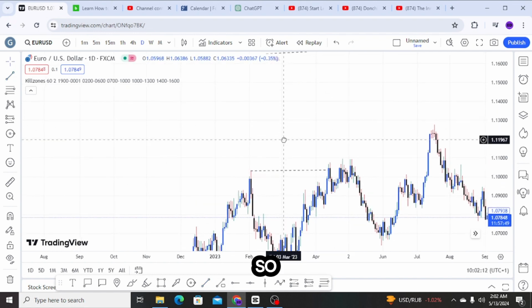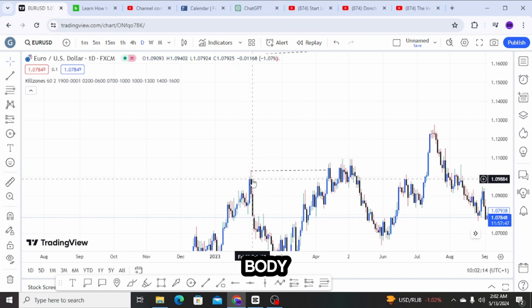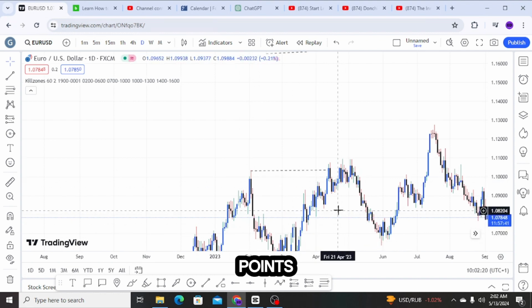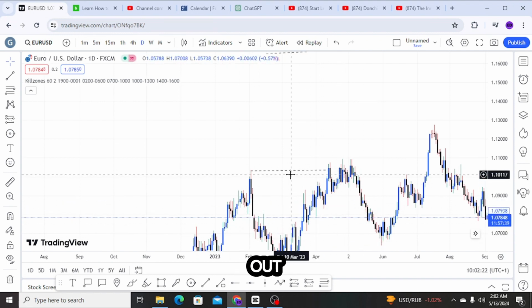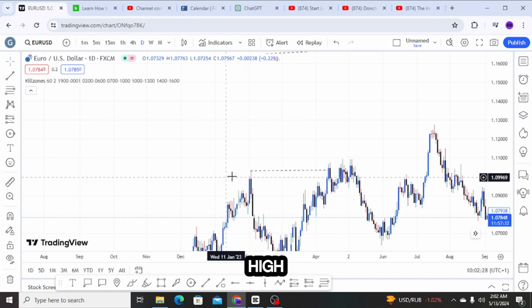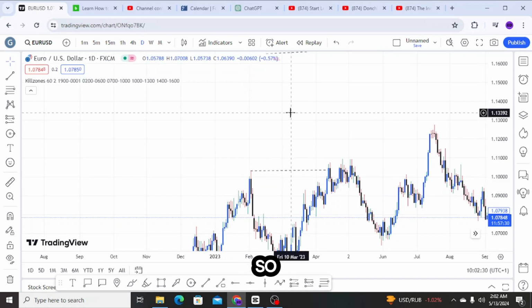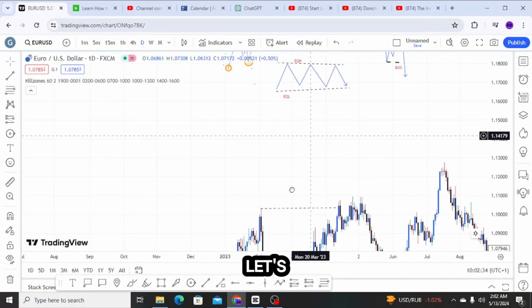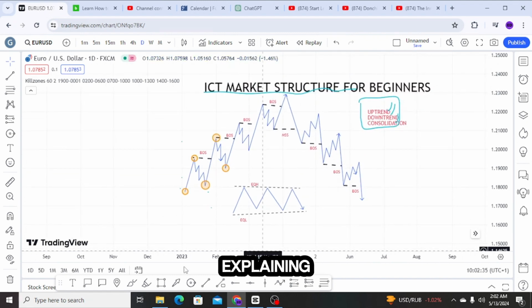All right, so you don't just come and mark out this body. You need to mark out both the high and the wick, everything, the highest point and the lowest point. That is what you mark out as your structure. And once it is taken out, that means that high is not valid again. I just want to use it to explain this for you guys. So let's come down to what I'm explaining right here.